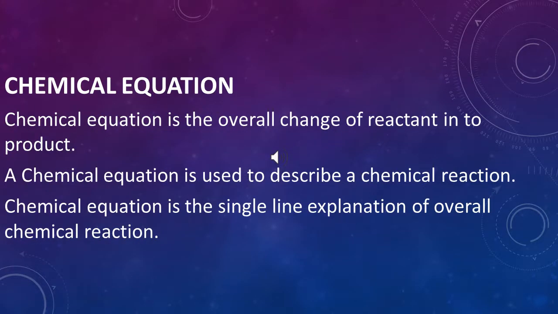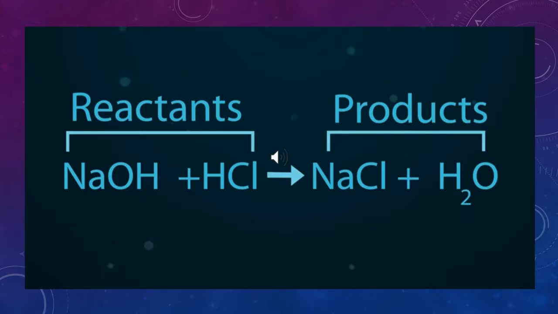Now our main topic, chemical equation. A chemical equation is an overall change of reactant into product. A chemical equation is used to describe a chemical reaction. We can say, in short, a chemical equation is a single line explanation of an overall chemical reaction. On your screen, you can see a written equation in which the reactants are clearly mentioned on the left hand side and the products on the right hand side.